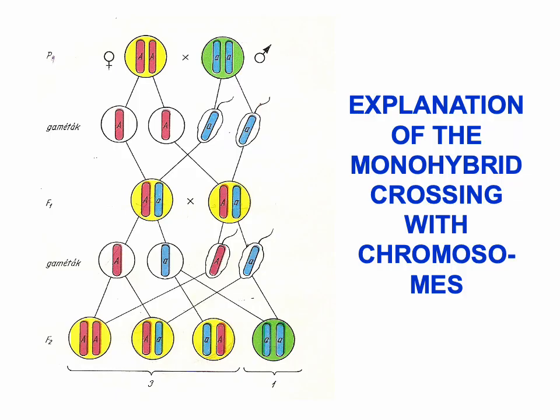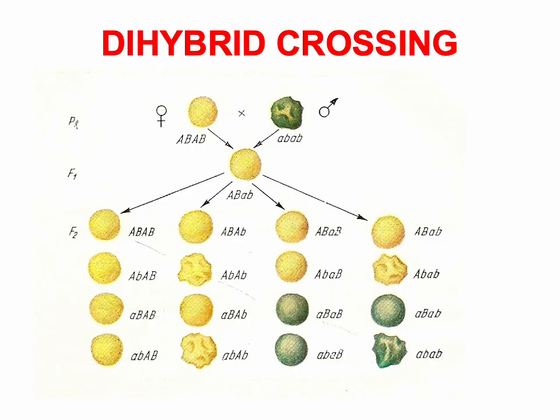And here you see the explanation of the monohybrid crossing with chromosomes. Mendel also made dihybrid crossings, crossing the rounded and yellow pea with a wrinkled and green one. The same as previously, the self-fertilization of the F1 generation occurs.